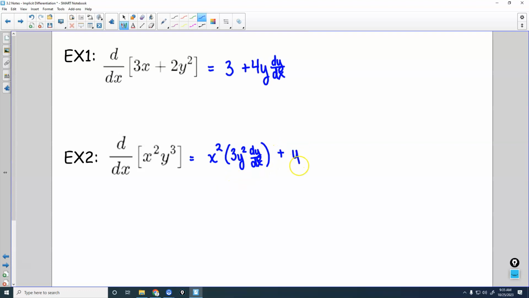Plus y cubed. Does that need a dy dx? No. It does not, because did I take the derivative? No. So it's just a y cubed times the derivative of x squared, which is 2x. The 2x, when we take that derivative, doesn't need anything because we're taking the derivative of x with respect to x, so it doesn't need anything. Only the y's in this case. So if you clean this up a little bit, it's going to be 3x squared y squared dy dx plus 2xy cubed.